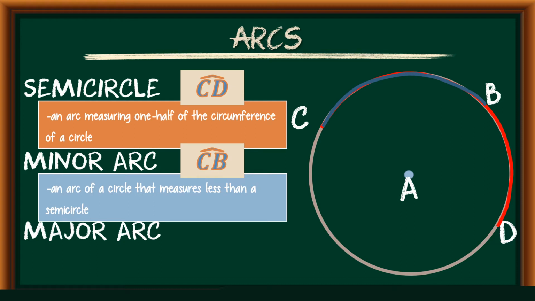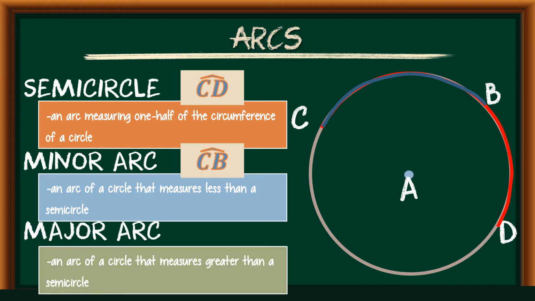Kabaliktaran ng minor arc, we have the major arc. So, ito naman ay arc measuring greater than the semicircle. So, lalampas ng semicircle. Dun sa ating figure, we have the semicircle arc CD. So, kapag magdodraw tayo ng major arc, ilalampas ninyo.